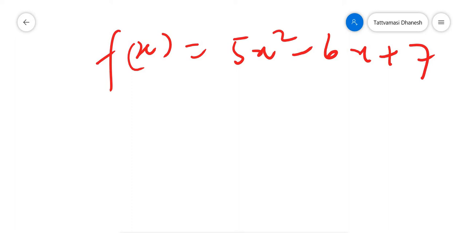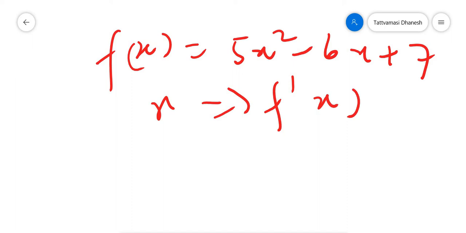In this iterative approach, let us assume a random value for x, for which f dash x is 0. We are assuming a random value x. If f dash x is not 0, so we assume a random value and we calculate f dash x, and at that time f dash x is not 0, then we understand this random value is not the minimum.